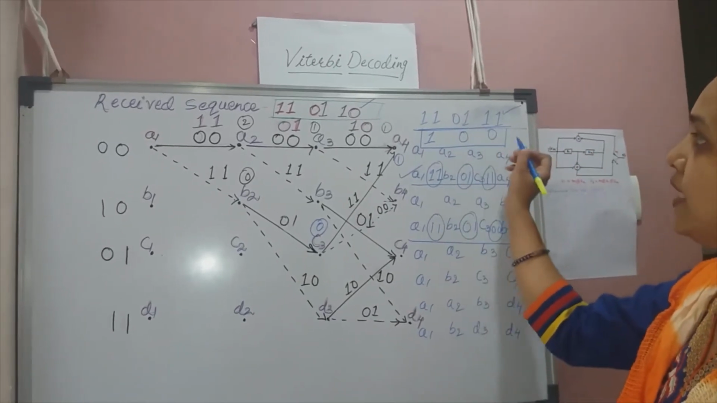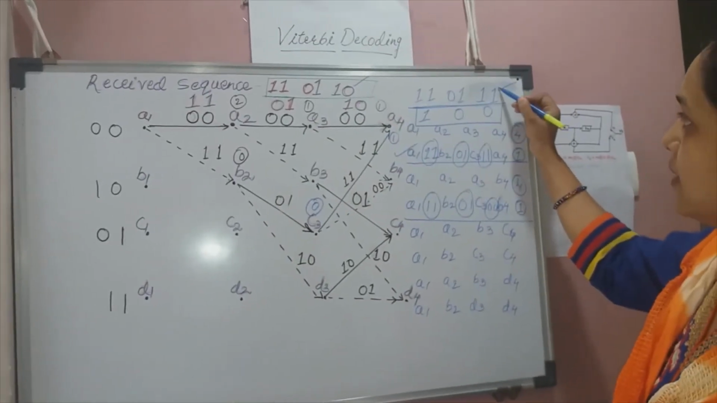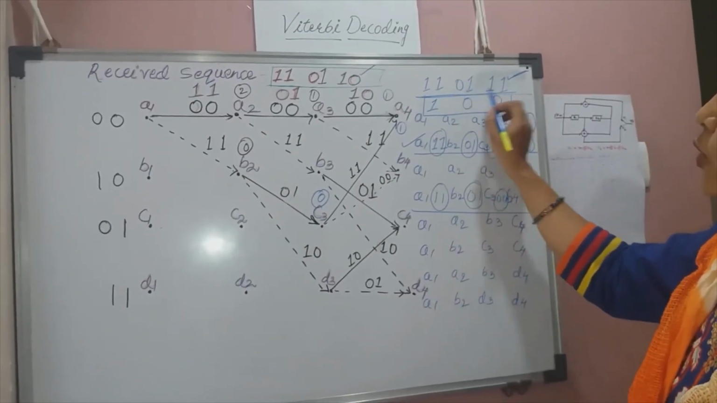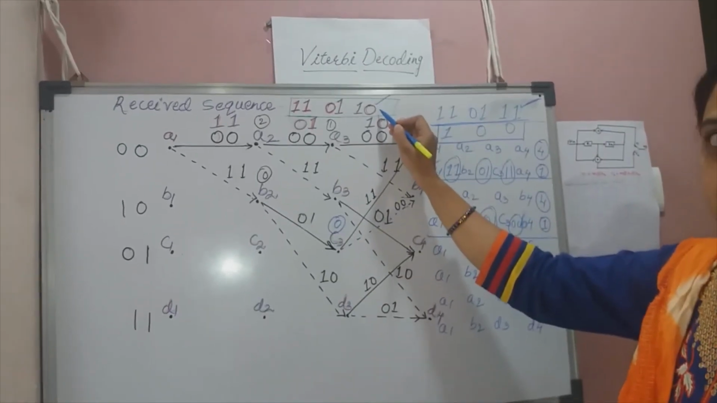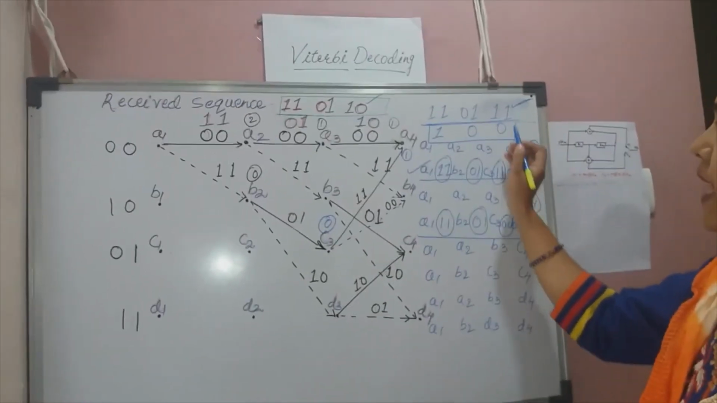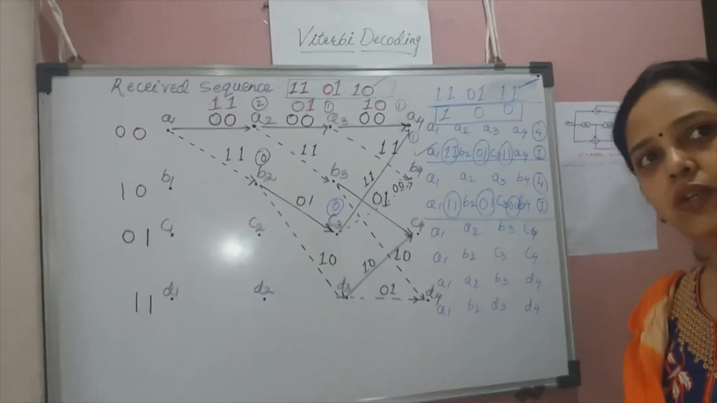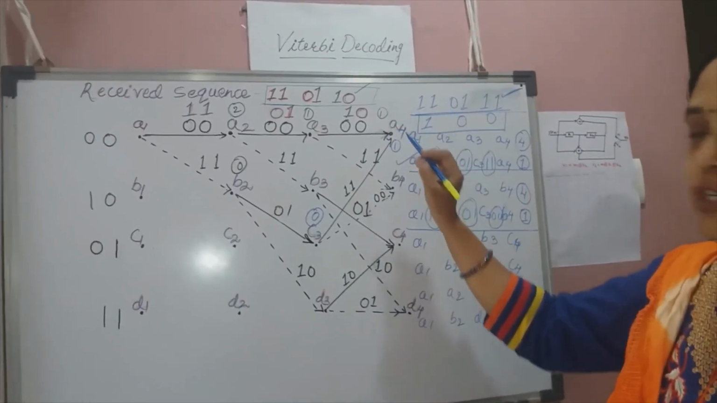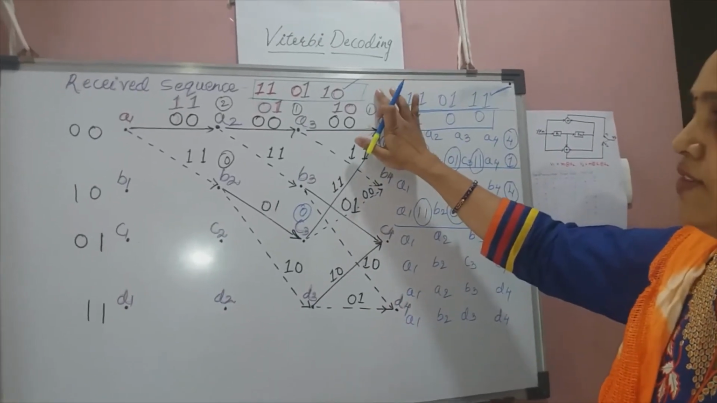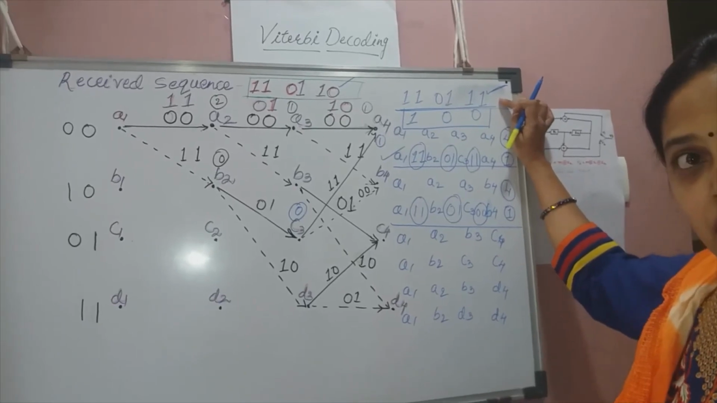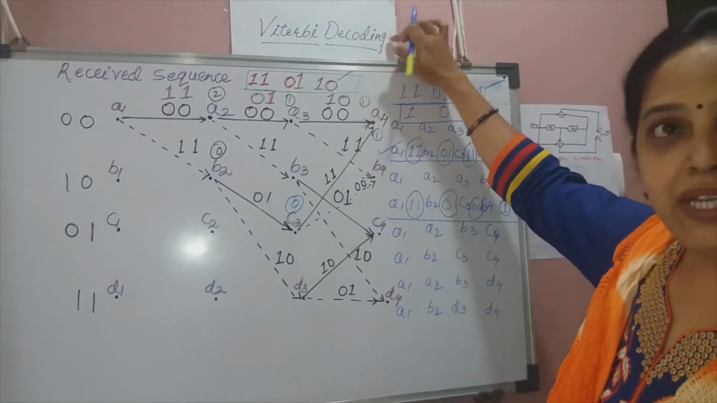So this is the decoded sequence for the received sequence 1 1 0 1 1 0, and this is the corrected sequence 1 1 0 1 1 1. We have been able to correct one error which was in the LSB. 0 got converted into 1, and from the standard outputs on the arrows, whether it's a dashed line or a solid line, we are able to find out the inputs, that is 1 0 0. This is how we can decode the received sequence, find out the corrected code word and its corresponding input using the Viterbi decoding algorithm.